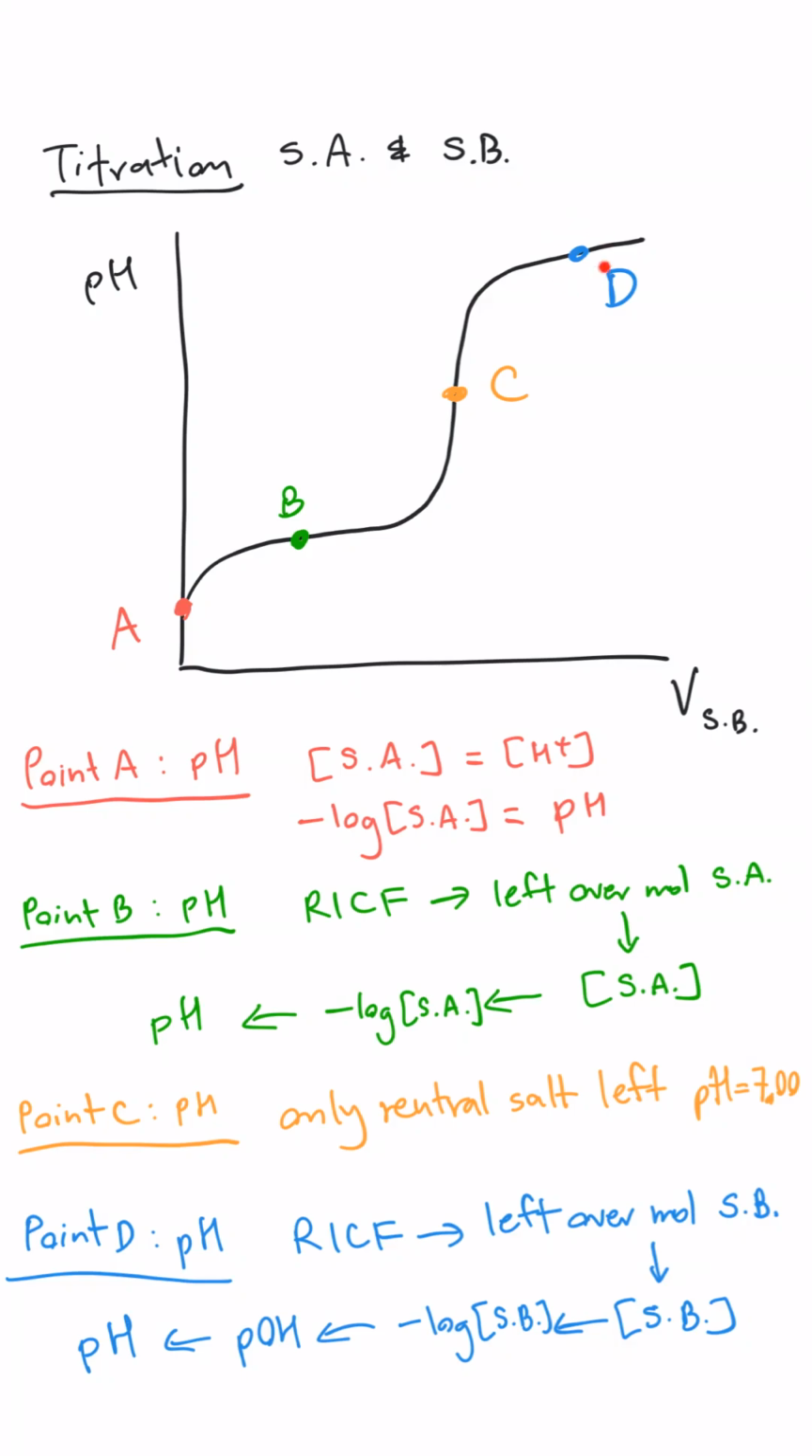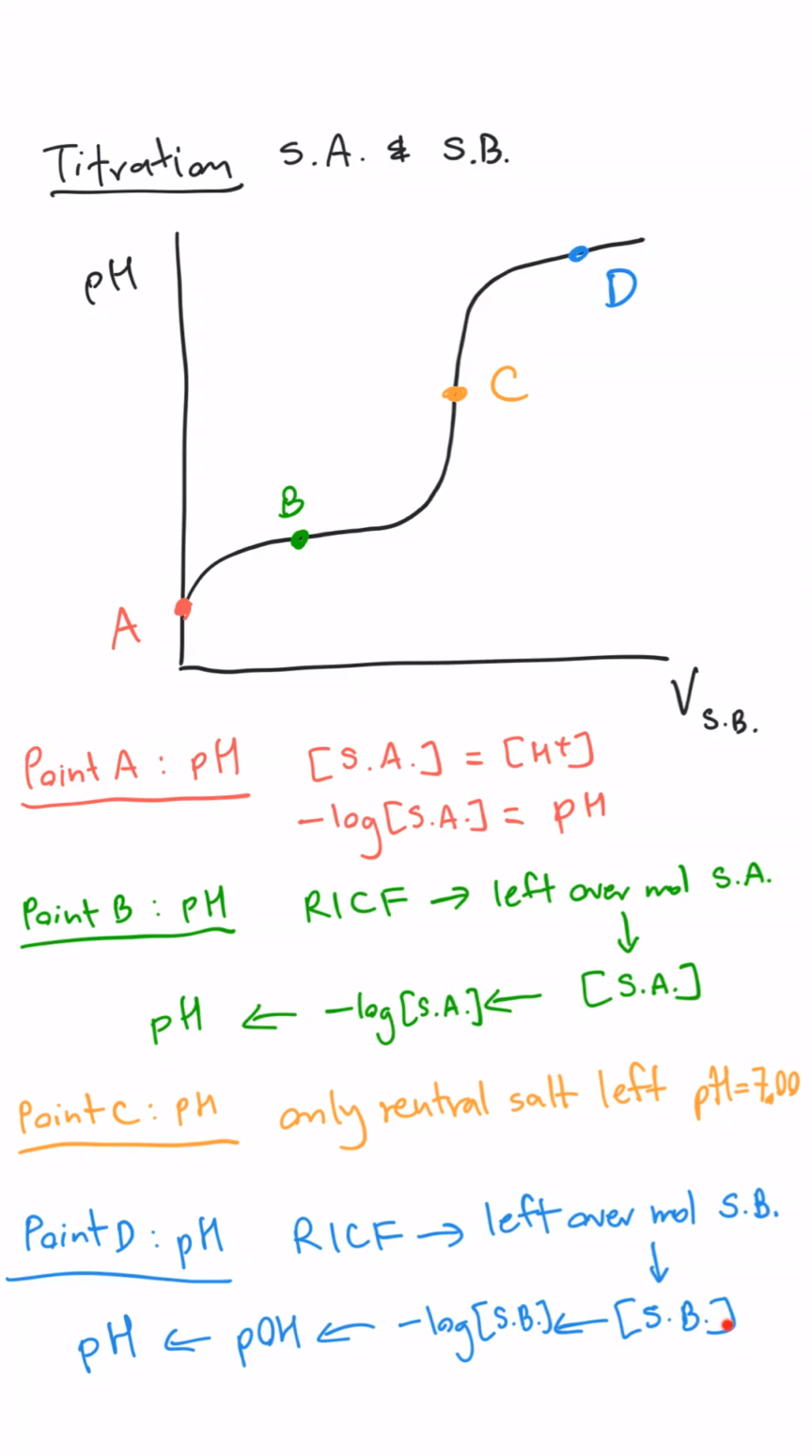And for point D, this is beyond the equivalence point. This is when you will need to set up the RICF table because it's the neutralization reaction between acid and base. They react with a mole to mole ratio. Therefore, you will need to first find the number of moles for acid and base and plug into the RICF table to find the leftover mole at this point. The leftover mole at this point would be the mole of the strong base. Therefore, you will need to obtain the mole of the strong base and then convert to the concentration of the strong base by dividing by the overall volume in liters.